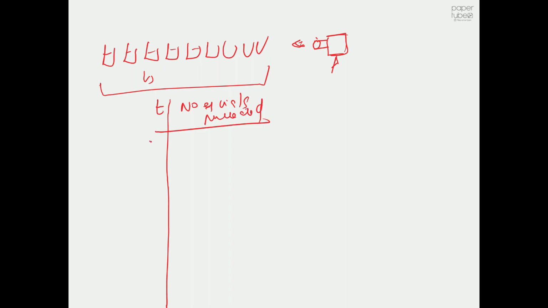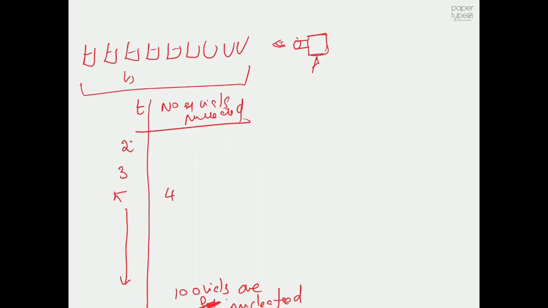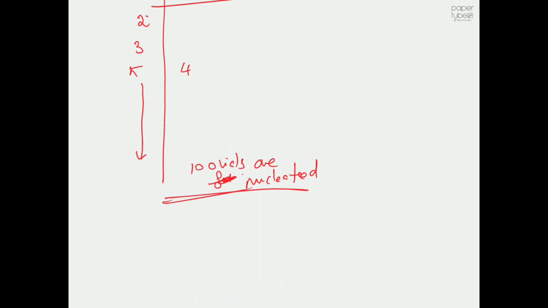So we can say like 2 minutes, 3 minutes, and then say at 50 minutes, 4 vials nucleated, and then we have to monitor until all the 100 vials get nucleated. So this way we almost captured the stochastic nature of the nucleation.